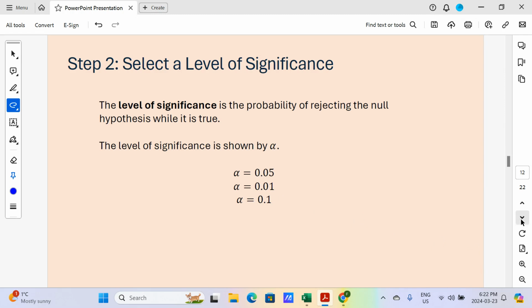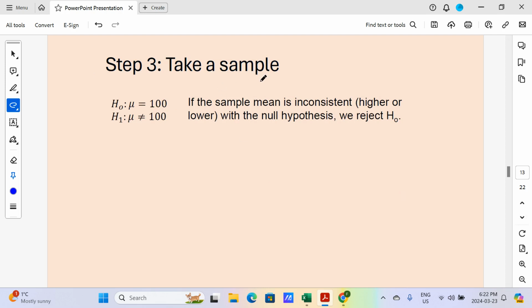So after selecting a level of significance, I need a sample. Okay, I need a sample and I need a sample mean. When I'm doing hypothesis testing for the population mean, I need a sample mean. If the sample mean is inconsistent with the null hypothesis, it means if the sample mean x bar is very small or low, or very large, okay, we reject H0.